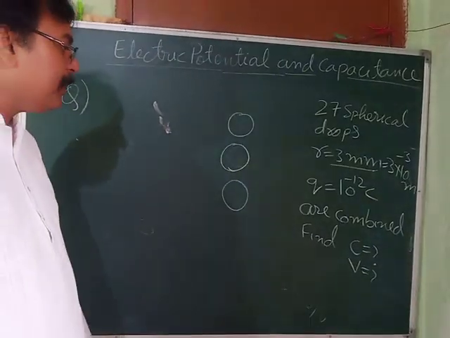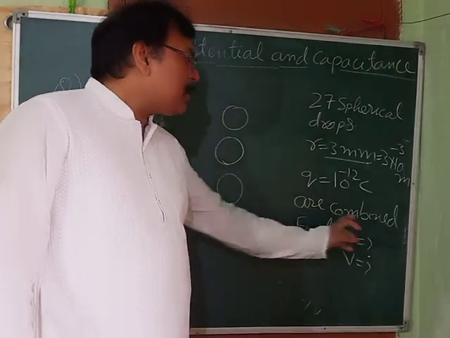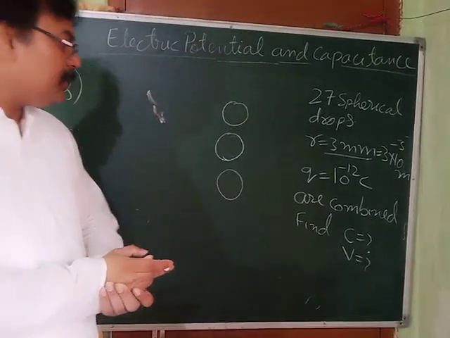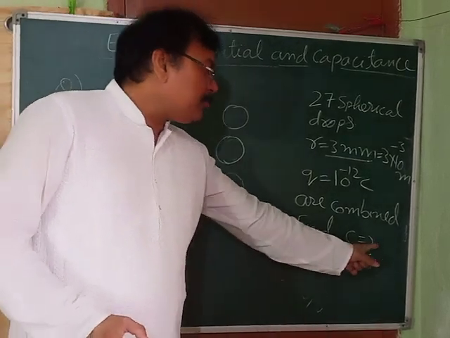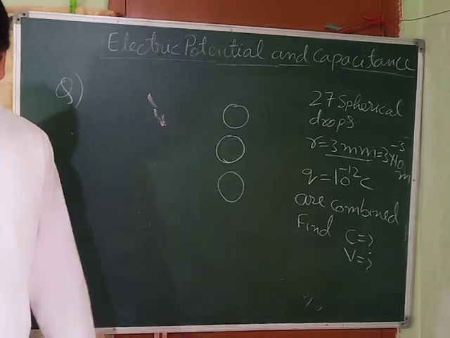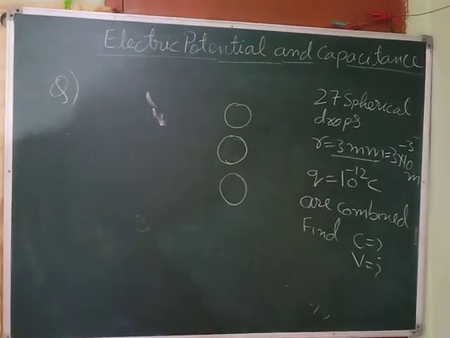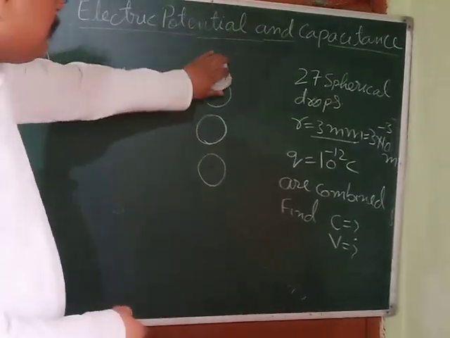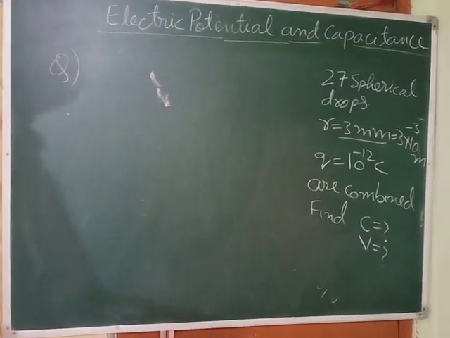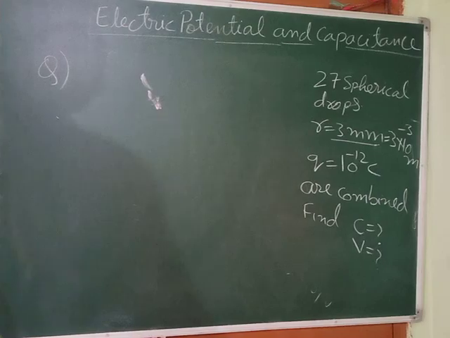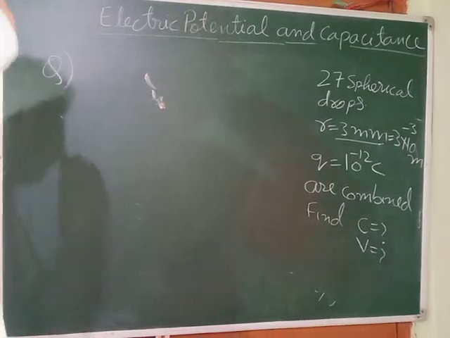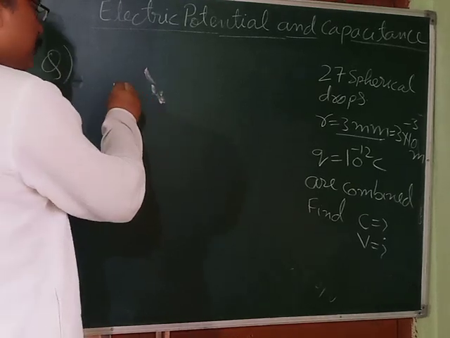Okay, now the question is that they are combined together. All the 27 drops are combined together. What do we have to find out? Total capacitance and total potential. Okay, now see, when they are combined together, then what will be the capacitance and what will be the potential, that we have to find out. So first we have to find out the volume of one drop. Okay, so what is the volume of one drop?